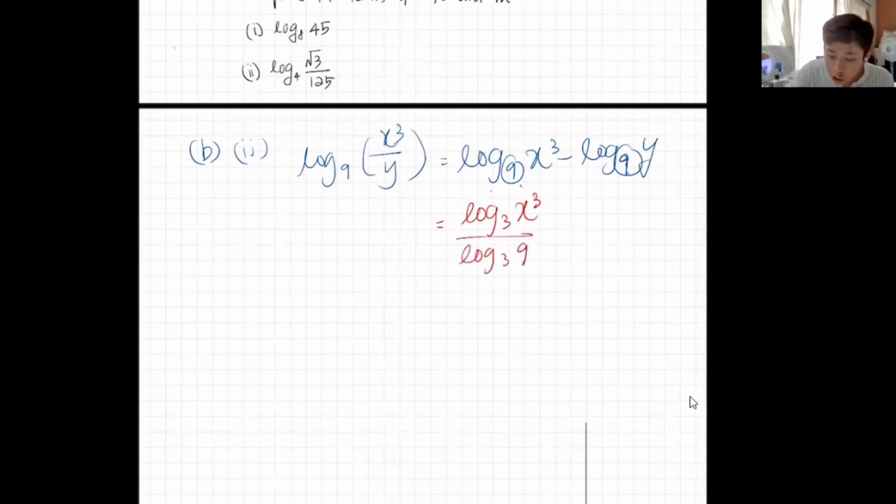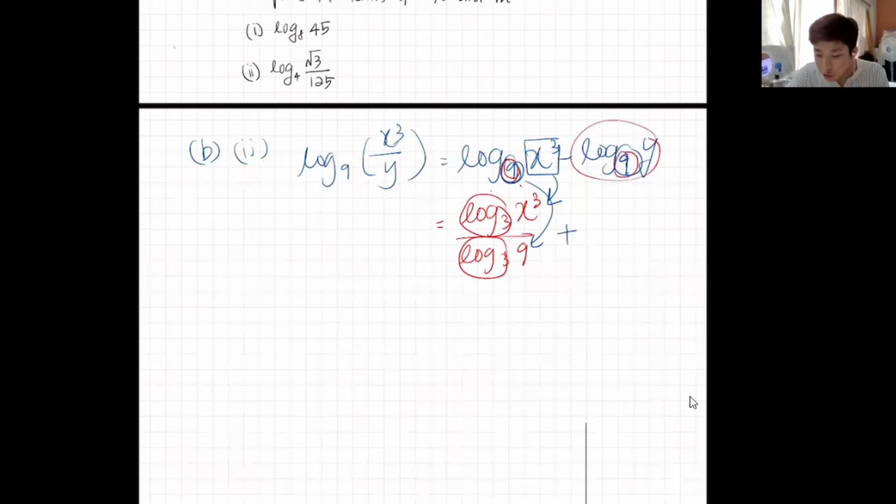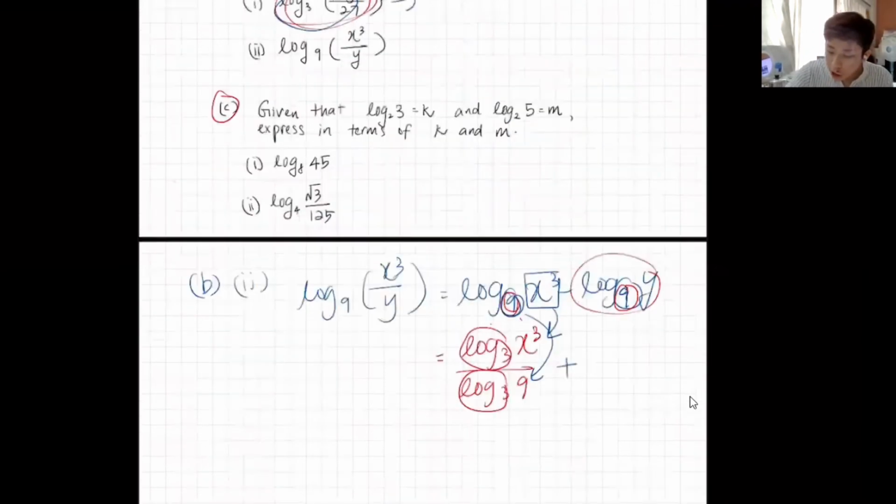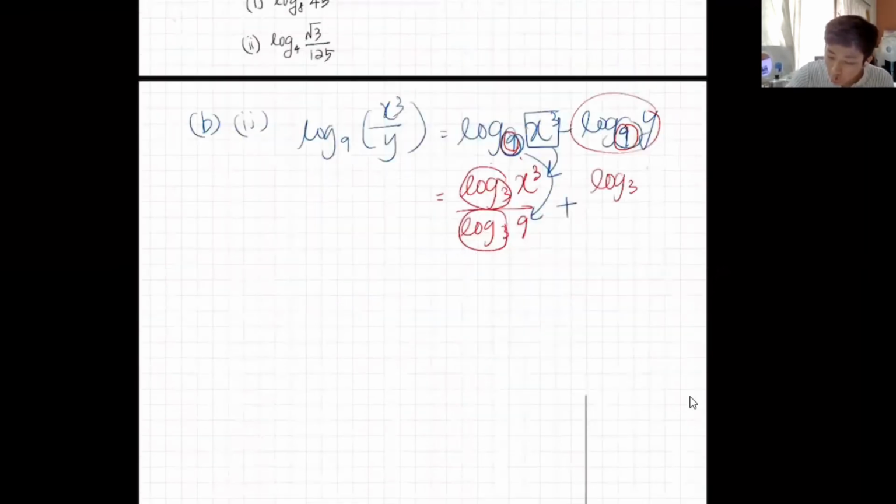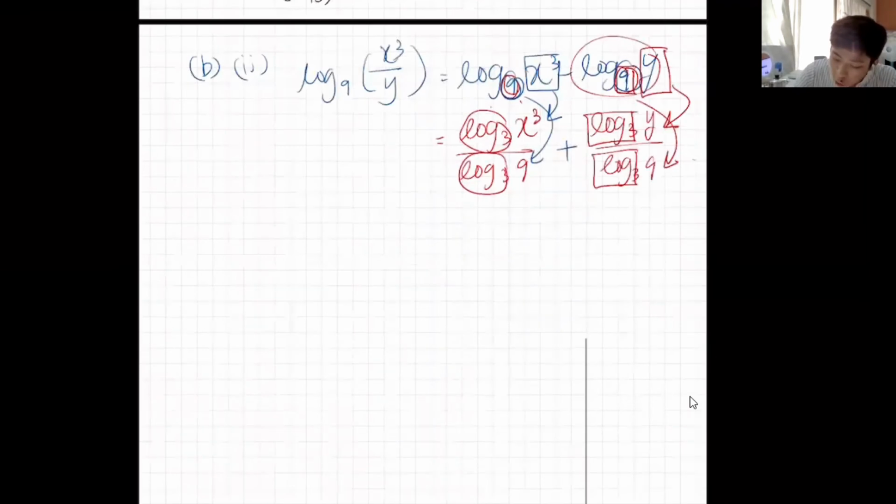Why? Remember, when I want to change log base 9 to base 3, I write log base 3 and log base 3 top and bottom. Then the right-hand side one will sit on top, the left-hand one will sit below. Don't forget about this. Then I minus, this one also has to change base. Why? Ask yourself why. Because this is not in terms of base 3, which you will substitute later. So change it to base 3. It becomes log base 3 of y over log base 3 of 9. Okay, as usual, why? Because I'm changing to log base 3, so I write log base 3, log base 3. The right-hand side one will sit on top. The left-hand side one will sit at the bottom. Okay, so I've converted them into this. So I try to simplify them.